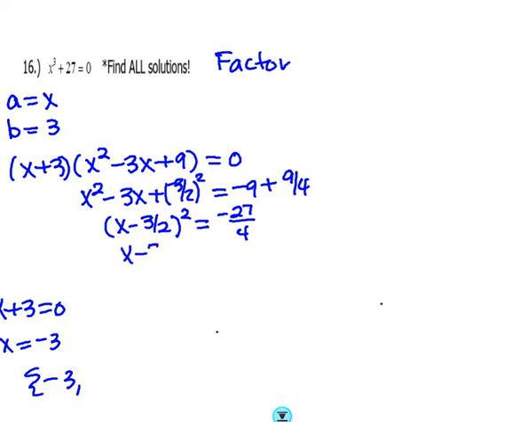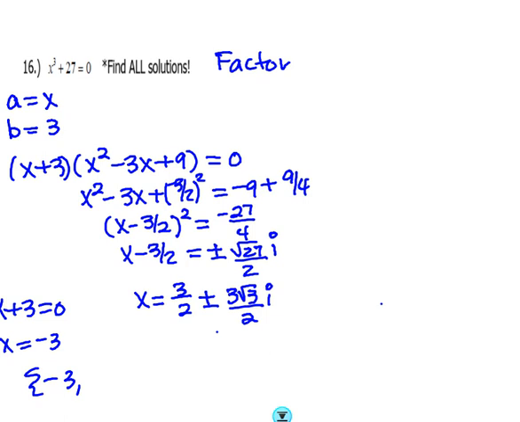Square root both sides. So I get plus or minus the square root of 27. The square root of 4 is 2, and because I have a negative, I have an i. And then finally solve for x. So we've got 3 halves plus or minus. All right, I'm going to simplify 27. What, 9 times 3? So I get 3 square root of 3 over 2 i. So I have two real solutions. I'm sorry, two imaginary solutions. The sum and the difference. They're conjugates. And then one real solution.